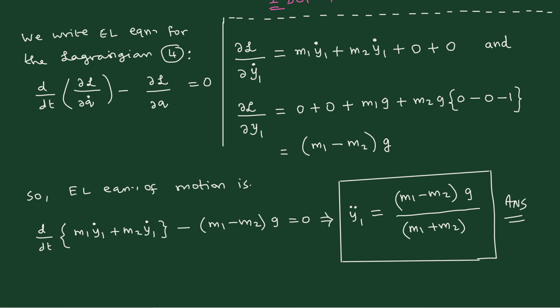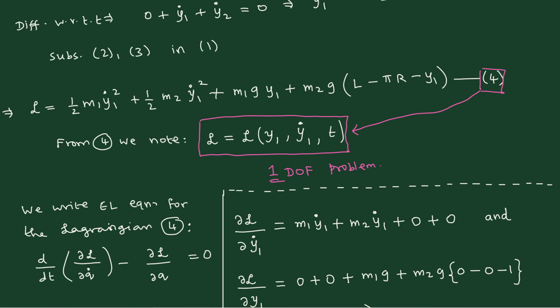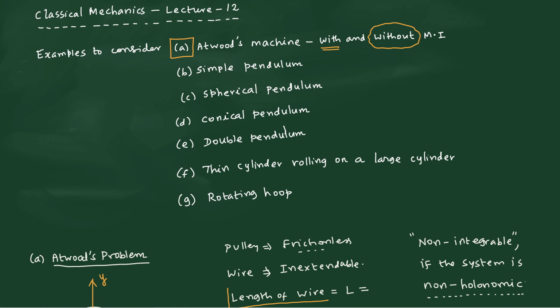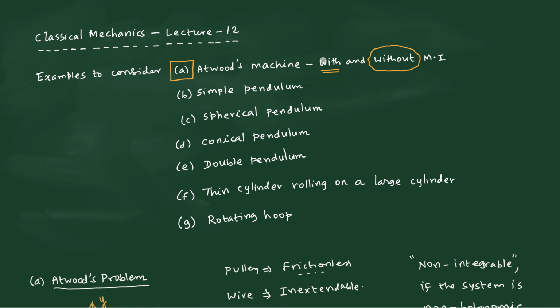So let me go to the beginning of the board now. This is what we started with in the beginning. And here you see again, you come back to this Atwood machine, and we can now solve the problem by bringing in the concept of the moment of inertia. Here it is, this I. So this is the moment of inertia. The moment of inertia can be brought into the picture while solving, or you can neglect it. You can do both of them.